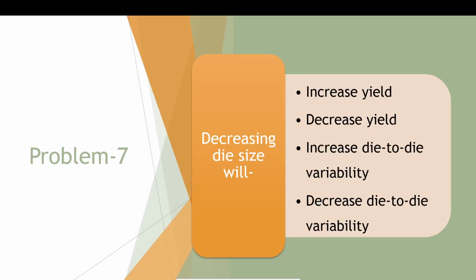Okay. So, decreasing die size will increase yield, decrease yield, increase die to die variability, decrease die to die variability. Someone wants to take a guess?